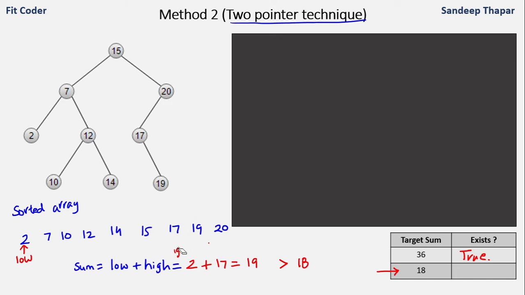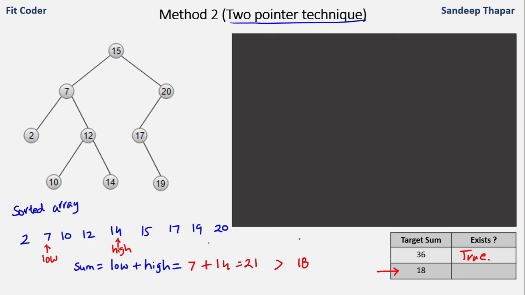So we have to again decrement the high pointer. So now it is 17, which is less than 18. So to reach 18 now, we have to increment the low pointer. So it is 7 plus 15, which is 22. So it is greater than 18. To reach 18, we have to decrement the high pointer. So we decrement high to 14. So 14 plus 7 is 21.